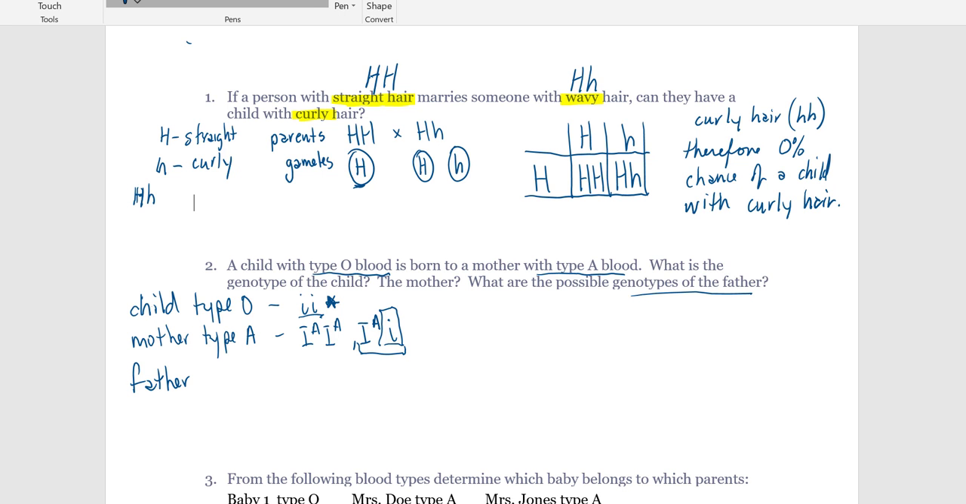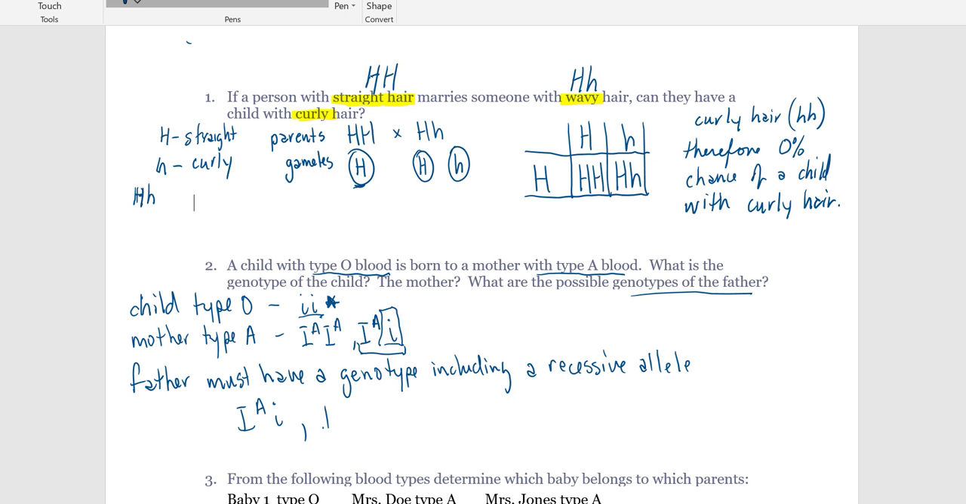So the father must have a genotype including a recessive allele. And so therefore the father could be any combination of type A heterozygous, type B heterozygous, or the father himself could be type O. So any one of those are possible.